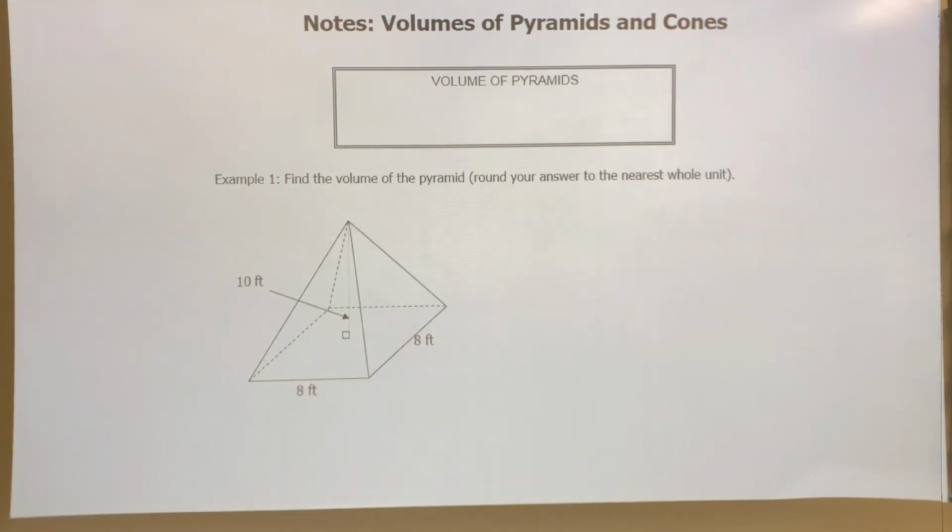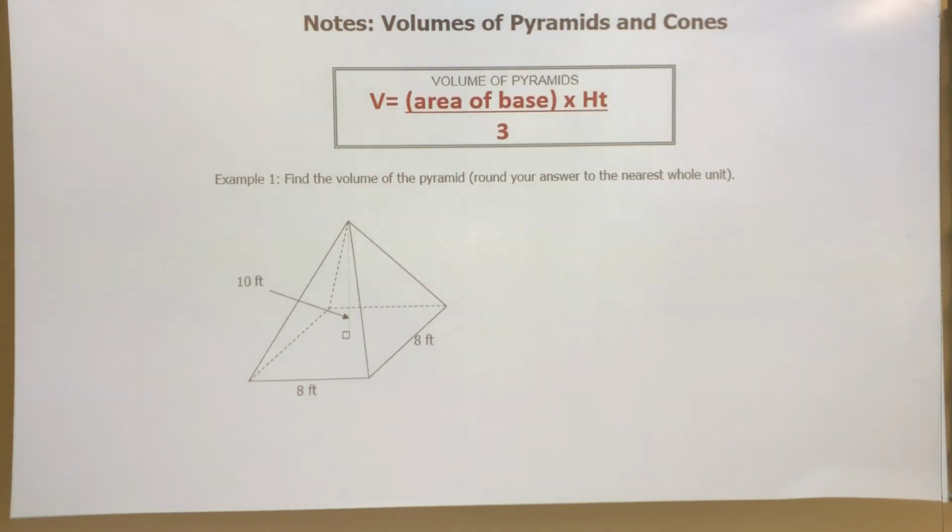All right, today we're going to talk about volumes of pyramids and cones. A pyramid is going to come from a rectangular prism. What ends up happening is if you took 3 pyramids, it would equal the volume of a rectangular prism. So the formula for a pyramid then is going to be 1/3 the area of the base times the height.